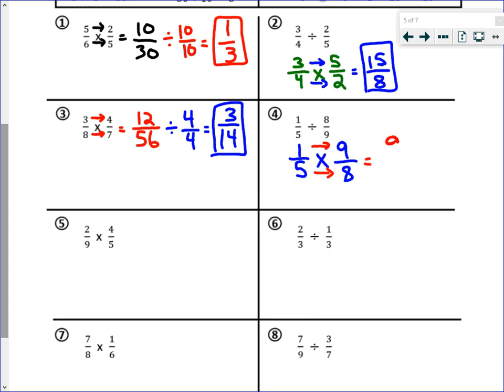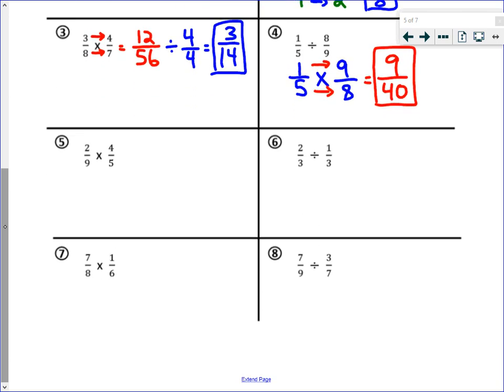And I will get 9 over 40. 9 only has 3 factors, 1, 3, and 9. None of those except for 1 go into 40, so therefore this is our final answer. Let's look at number 5. Let's go ahead and multiply across. I get 8 over 45, and that is simplified. They don't have any common factors. So that is done. Pretty easy one there.